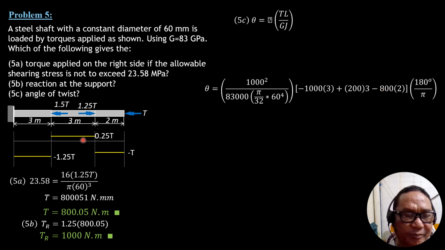So the middle is 0.25 times 800, so the 200 Newton meter, positive. Length 3 meters, then on the right segment, negative 800.05, I just make it 800 times length 2, then factor 180 degrees over pi to convert the results radians to degrees, divided by G 83,000 megapascals, then J pi over 32, diameter to the fourth for solid shaft. Solving, it is equal to negative 2.170 degrees. Let's make that positive 2.170 degrees.